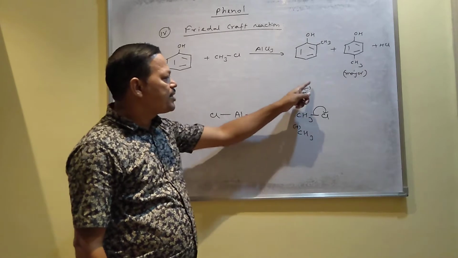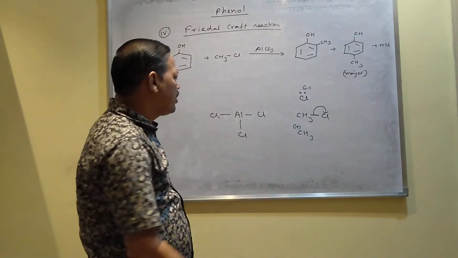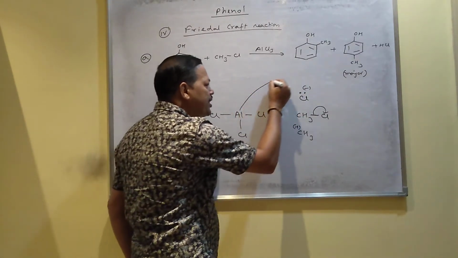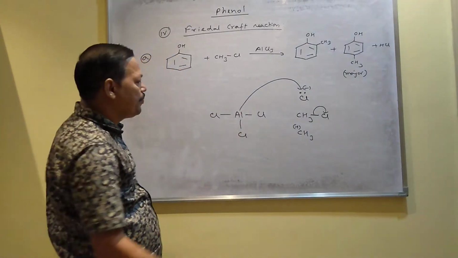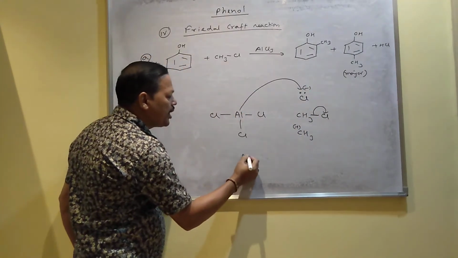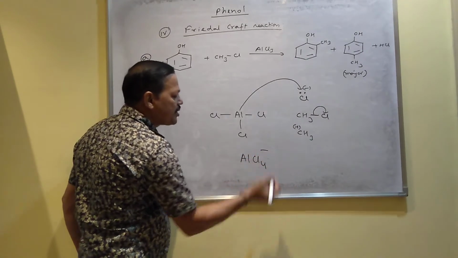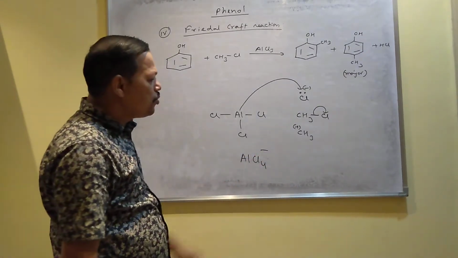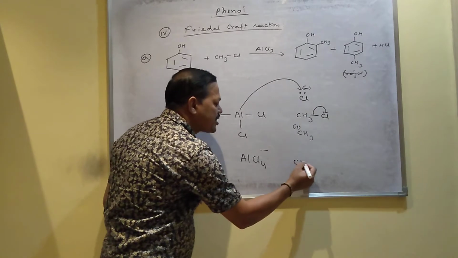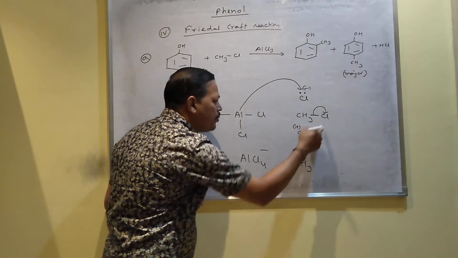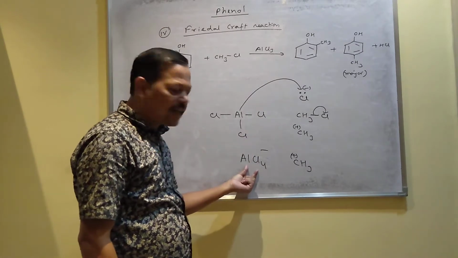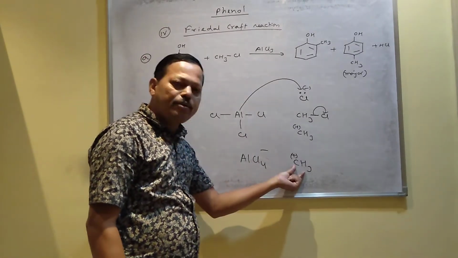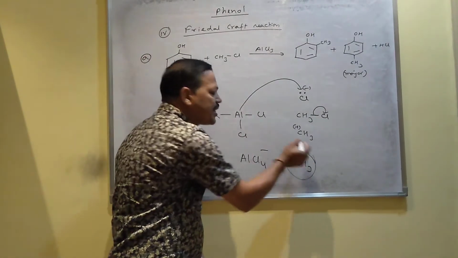So when chlorine is negative containing lone pair, this aluminium will take this lone pair and the chlorine will be joined with aluminium. Then it goes to AlCl4 minus. And what about the remaining part? CH3 plus. I mean chlorine will be joined with this Lewis acid. And this is the function of your catalyst, and this is the way how the electrophile is generated.